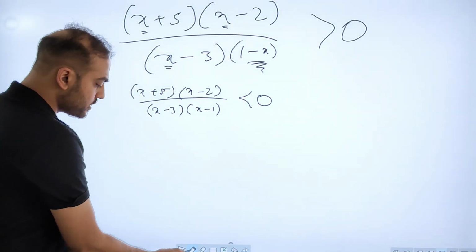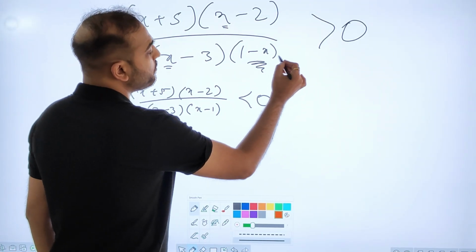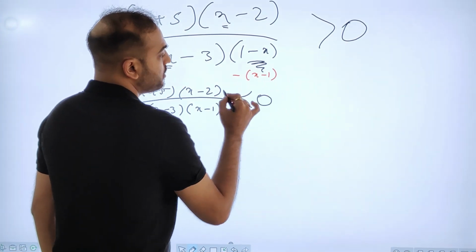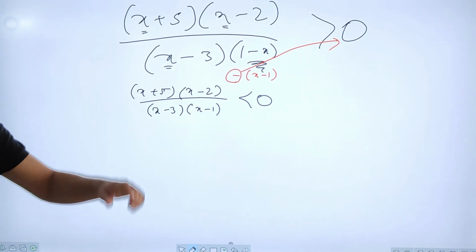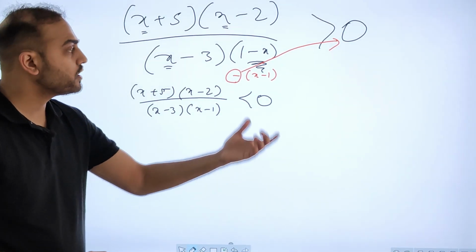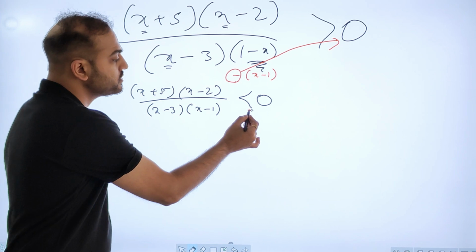Okay, what did I do? This minus sign I took common, and this minus sign I shifted to the other side. Now whenever you multiply by a minus number, the inequality sign changes.